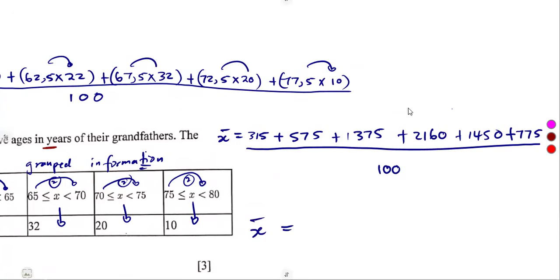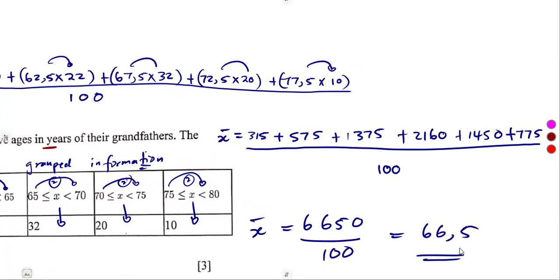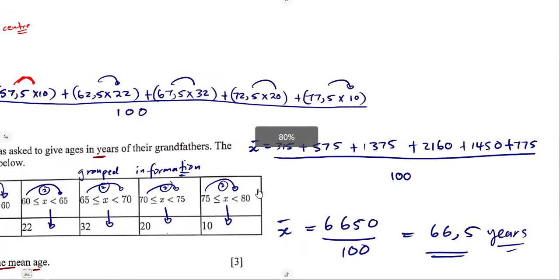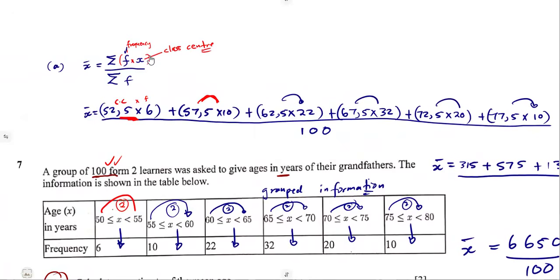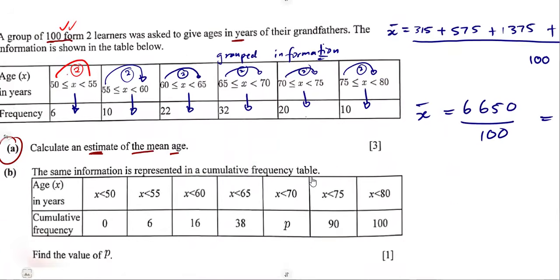So that's our mean. If we add everything on top, that was going to give us 6,650 over 100, which is going to give us 66.5. So that is what we are going to have as the mean. The mean is just like average. So we are given an estimate of the mean. We can simply calculate from the class centers times their corresponding frequencies, but you're supposed to add throughout.